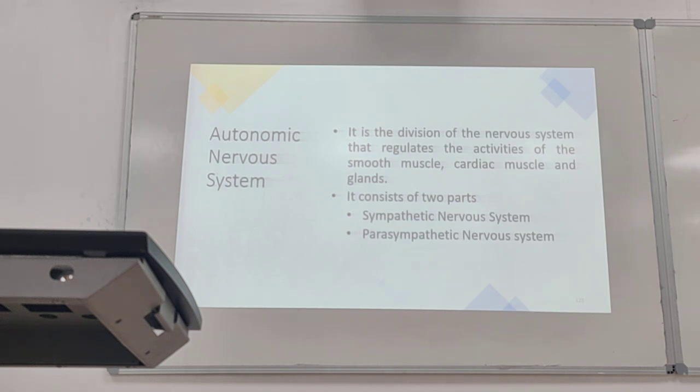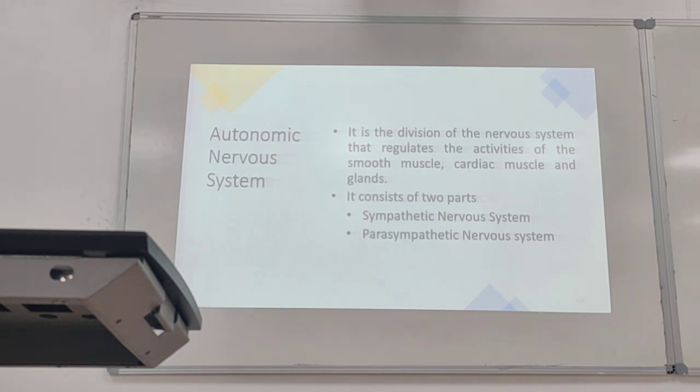We open the slide. That was just for the brainstorming, which is why I wanted you to close the slides. It is the domain of the nervous system that regulates the activities of smooth muscle, cardiac muscle and glands. What is left? Skeletal muscle.